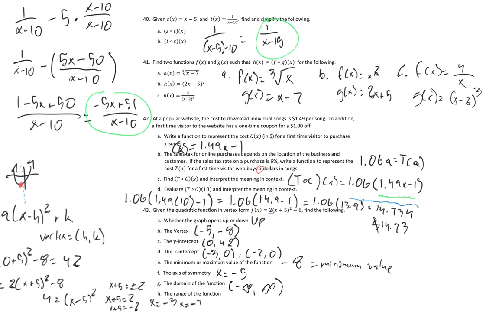Now what about the range? Well, we just said that the minimum value is -8, right? So that would be in our range. -8, okay. And then there's no maximum value, right? It just keeps on going up, so infinity. Be sure to put that square bracket next to -8, because that one is included.